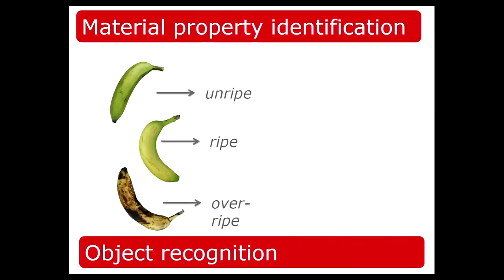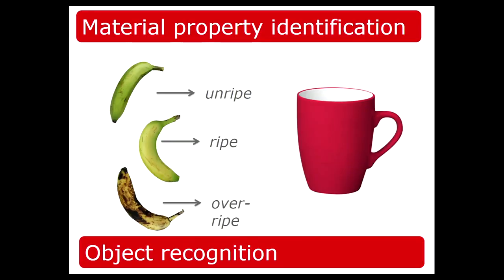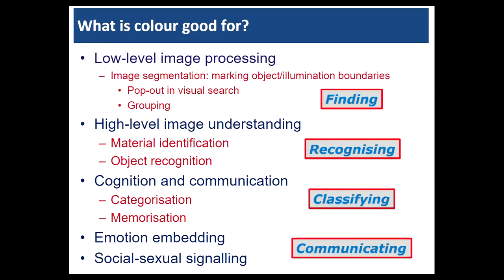Color also not only segments images into different objects, it tells us what those objects are made from. It tells us what material objects are made from, enables us to decide whether a particular fruit is edible. It enables us to recognize objects, to recognize one's red coffee cup and discriminate it from somebody else's blue coffee cup. So color in life and in vision science does many things for us. It helps us find objects, recognize them, classify them, but also it plays a strong role in our emotional responses to visual images.